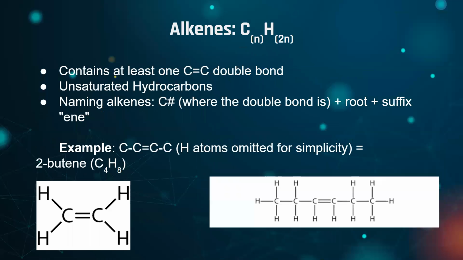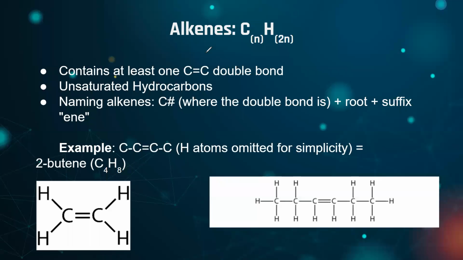Next on the agenda, we have alkenes with an ENE at the end of it. So that suffix means that there is a double bond somewhere in that hydrocarbon. So we're still dealing with hydrocarbons. It just means there's a hydrocarbon with a double bond, meaning that that compound is not entirely saturated with hydrogens.